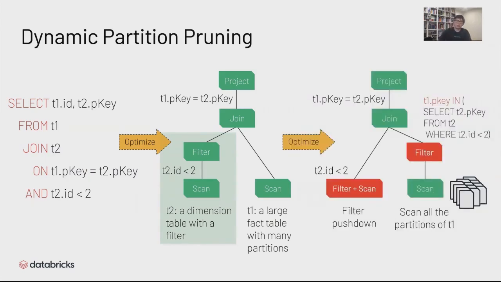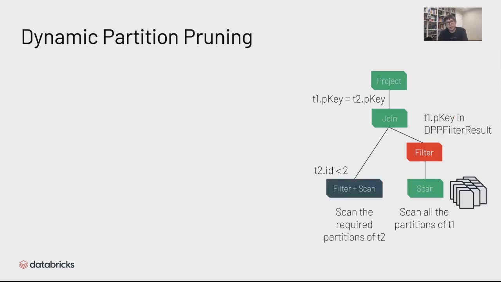First, we'll do the filter pushdown on the left side. And on the right side, we can generate a new filter for the partition column PP because the join key is the partition column. Then we can get the query results of the left side by executing this fragment. And we can reuse the query results and generate the list of constant values, the DPP filter results.